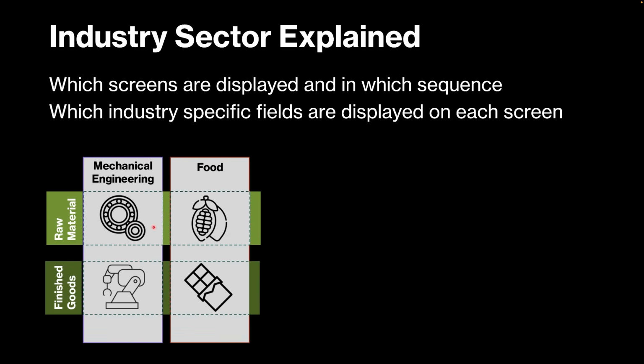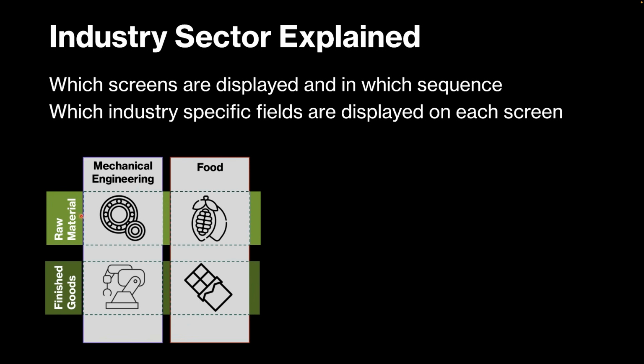So you can see here we have these two material types. We have raw materials and finished goods. And we have these two industry sectors. We have mechanical engineering and food industry. So for mechanical engineering, a raw material can be a bearing and a finished good can be a machine. And for food industry, a raw material can be a cocoa bean and a finished good can be a chocolate. So you can see for a given material type, based on the industry sector, the fields will change. That is, if you're maintaining for food industry, the fields will be different than if you're maintaining for mechanical engineering.